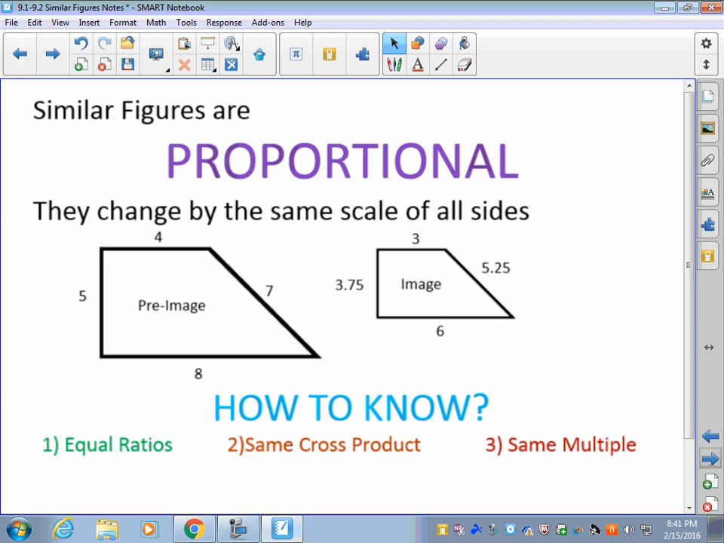And on our dilations, we saw things were proportional if the image and the pre-image, the lines that we drew through them, we saw collinear points that all intersect at one point. So they have to have the same scale factor for that to occur, for the enlargement or the reduction to be. And the way that we know this, there's three ways we can do that. We have to see equal ratios, same cross products, or the same multiple.